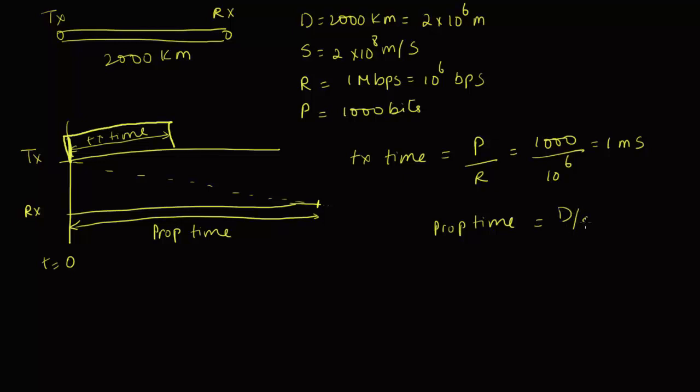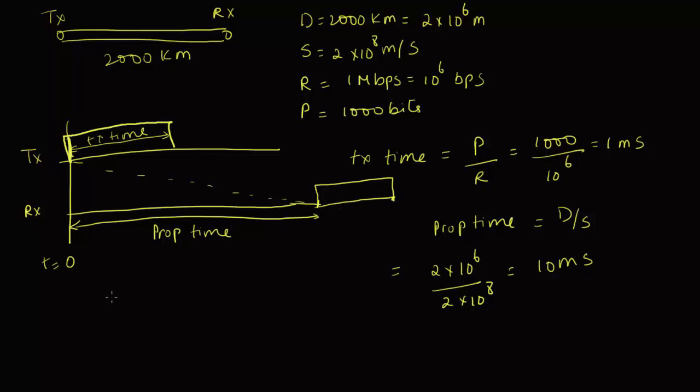d over s, that is equal to 2 into 10 to the power of 6 by 2 into 10 to the power of 8. This turns out to be 10 milliseconds. This is the first bit comes here. Following the first bit, all the other bits are also going to come.